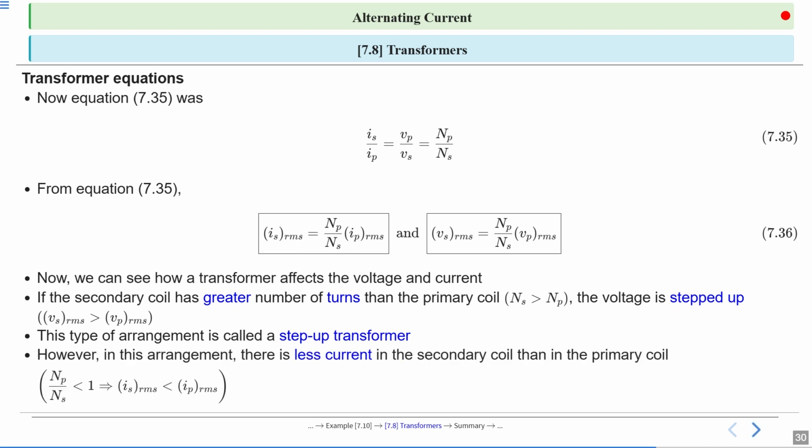However, now current will have an inverse relation with the number of turns. So in this arrangement, there is less current in the secondary coil. If voltage is increased in the output signal, then current will be decreased in the output signal. So power is transmitted at high voltage, low current. In transmission lines, voltage is very high, which means current is very small. There is less current in the secondary coil than in the primary coil. Means if Np upon Ns is less than 1, then Is RMS will be less than Ip RMS.